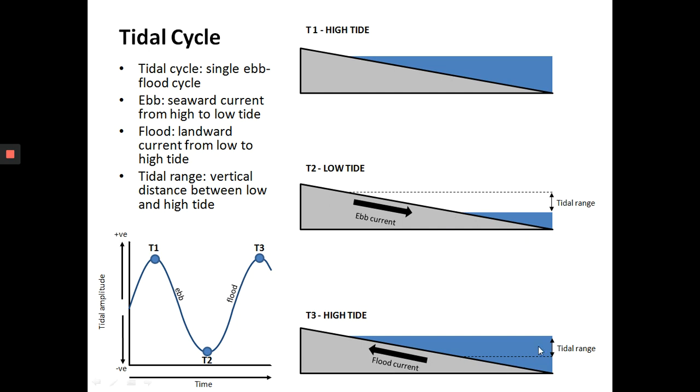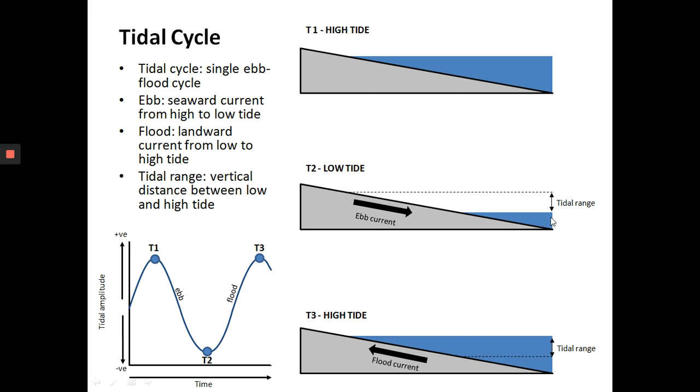Now after a certain regular period, it wants to go back up again, right? So the water level rises and rises until it reaches the maximum, and then you get to the high tide level. And once again, you also get a lateral movement in the water and a shift in shoreline landward, and this is called the flood current. Okay, so this single cycle from ebb to flood again back to high tide is called a tidal cycle. That's one cycle of tides, right? And during that time, you have an ebb, a seaward current from high to low tide, and a flood, a landward current from low to high tide.